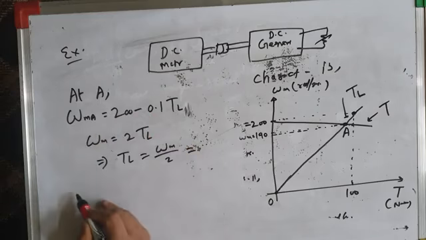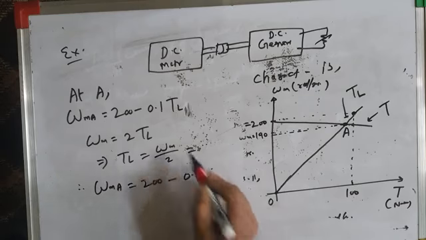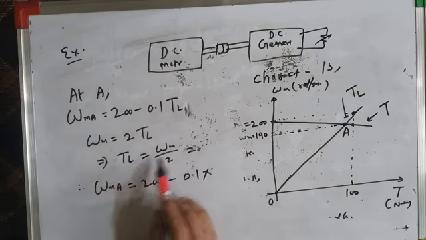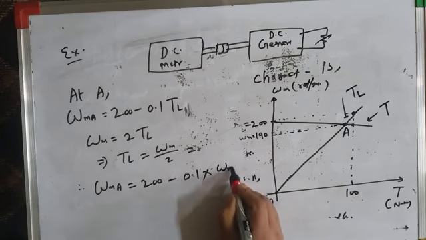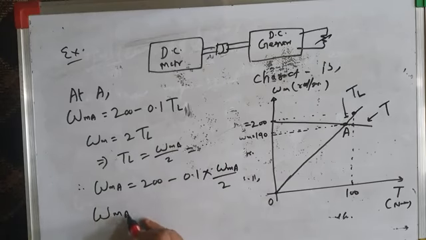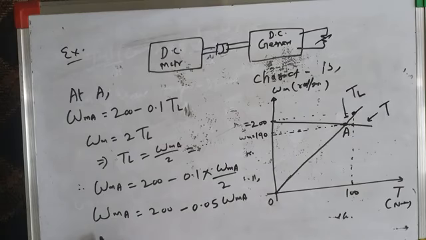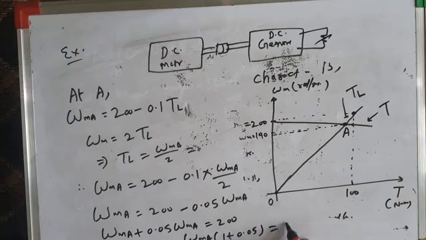So therefore we can substitute it here. Omega m A is equal to 200 minus 0.1 into TL, the load torque. And load torque from this equation is omega m A by 2. So omega m A is equal to 200 minus, what is 0.1 by 2? That is 0.05 omega m A. So I will take it to the left hand side. Omega m A plus 0.05 omega m A is equal to 200. So omega m A times (1 plus 0.05) is equal to 200.